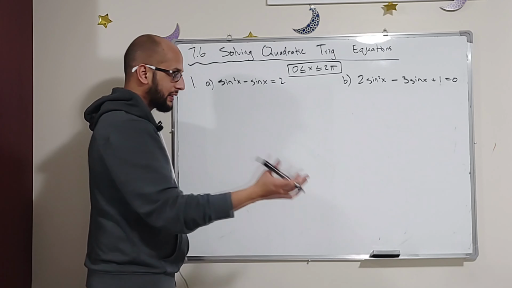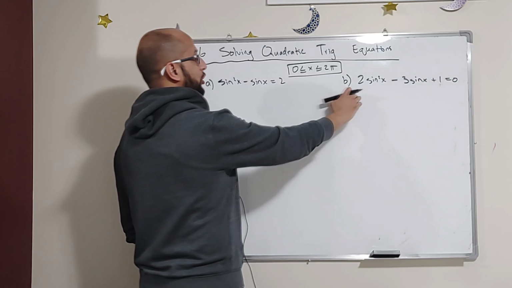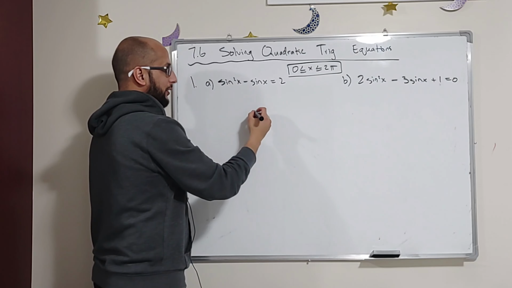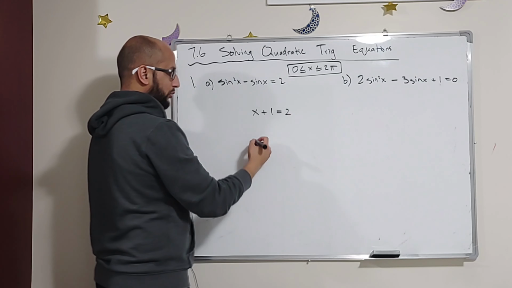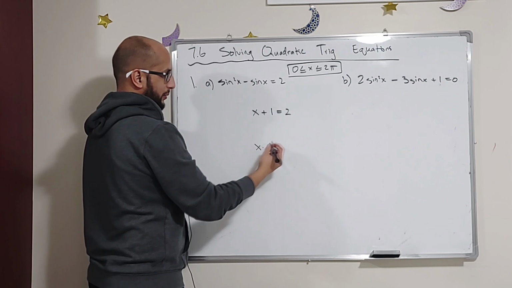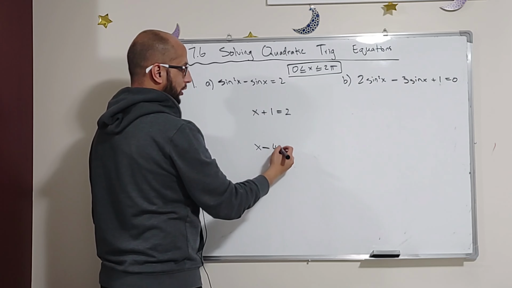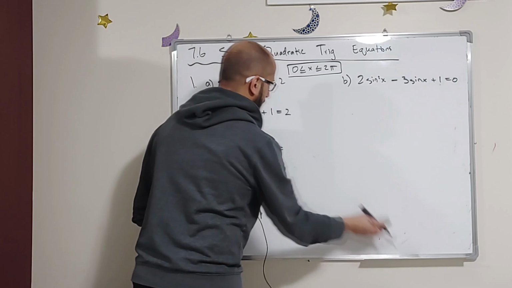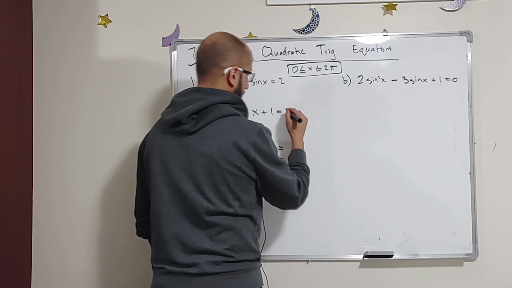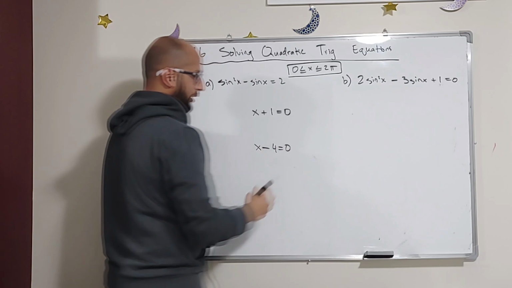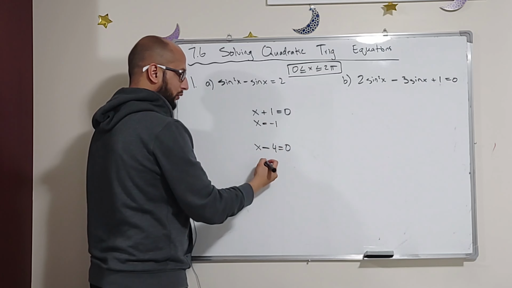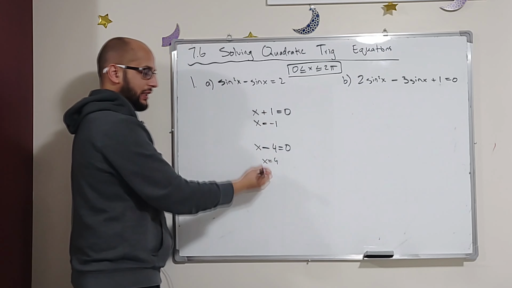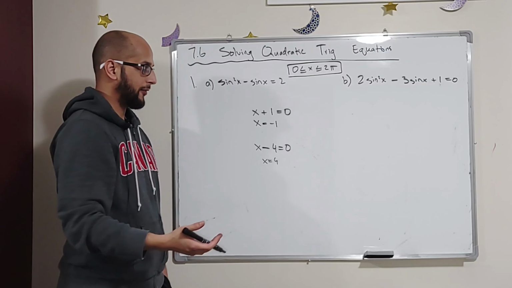I'm going to simplify this a little bit before we get into the trig equations. I'm going to look at linear equations. x plus 1 is equal to 0 and x minus 4 is equal to 0. These are very straightforward to solve. x is equal to -1 and x is equal to 4. This is how you would solve a linear equation.